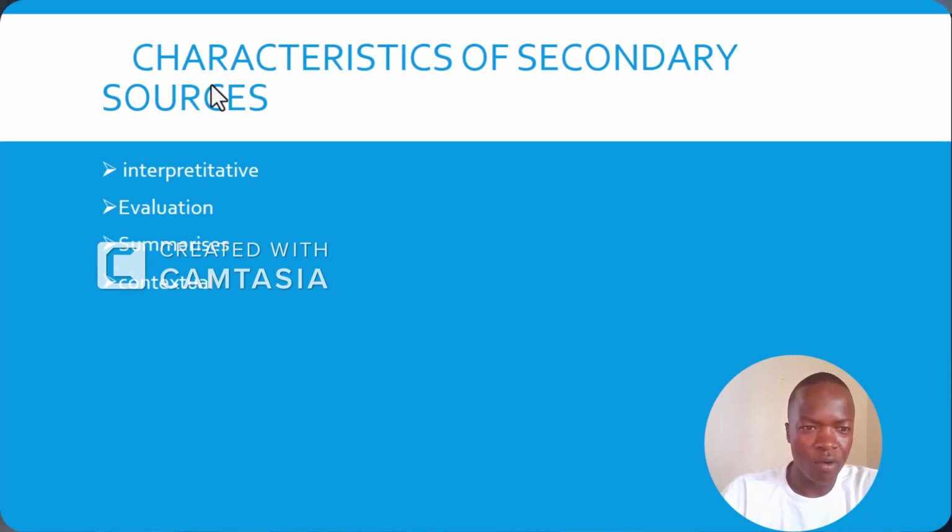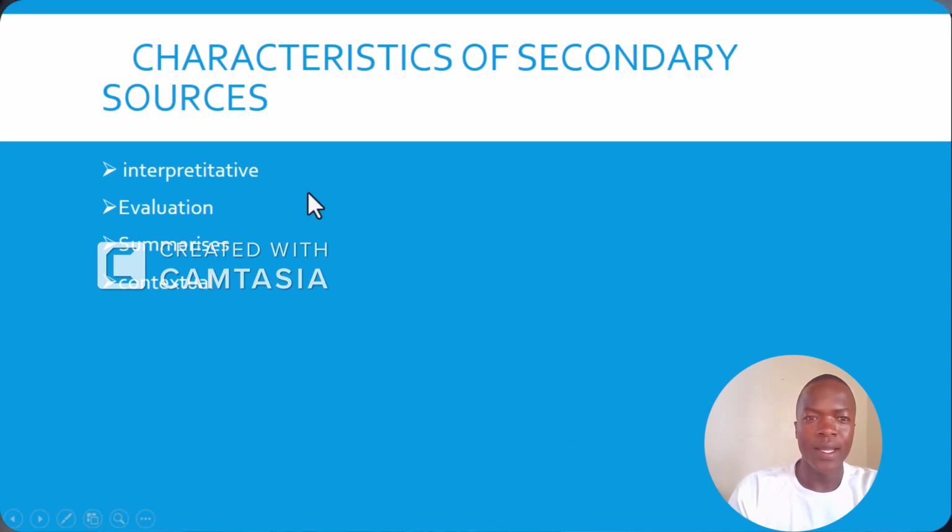Then lastly, we talk of the contextual. Secondary sources contextualize the primary data within broader trends, movements, or histories. It combines all of them and forms stronger points, a stronger solution to the given problem you're addressing.